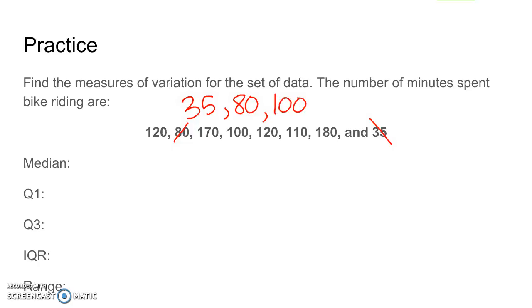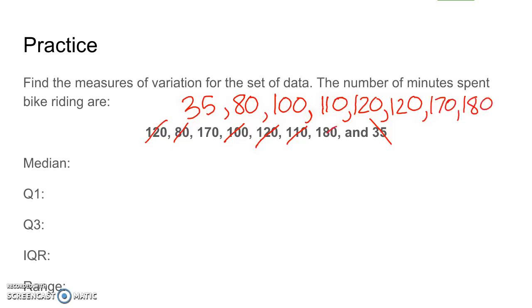100, 110, I see 2 120s, boom, boom, 170, and then 180. Okay? So I've put my data set in order from least to greatest. Now I'm ready to find the median.